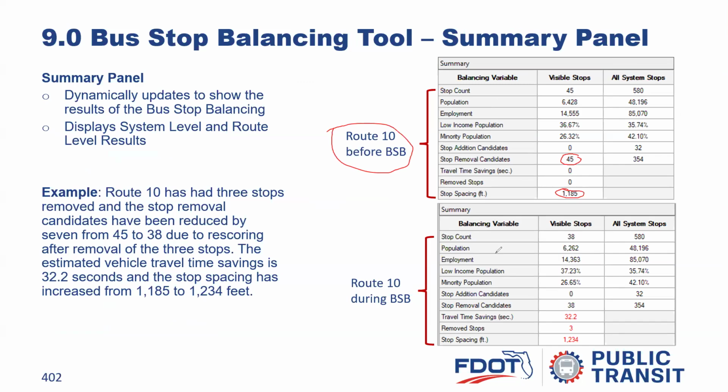As you start to balance it, it will continue to update these numbers, and it will show you the travel time savings you have by removing stops, the removed stops in total, and the revised stop spacing as you're removing them. And the idea here is you get down to potentially 0 stop removal candidates. Now, it may not be 0, it might be some number that you're satisfied with. But the idea is that you can get rid of all of the removal candidates. You started with 45, you're down to 38. So you can track your progress as you're going.